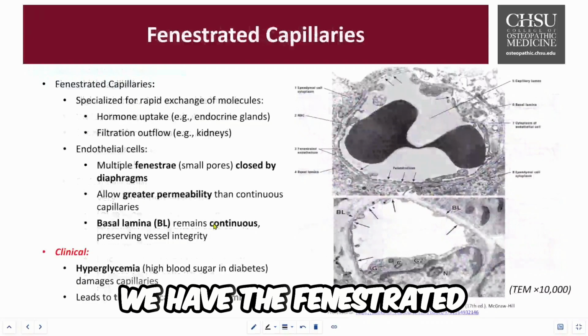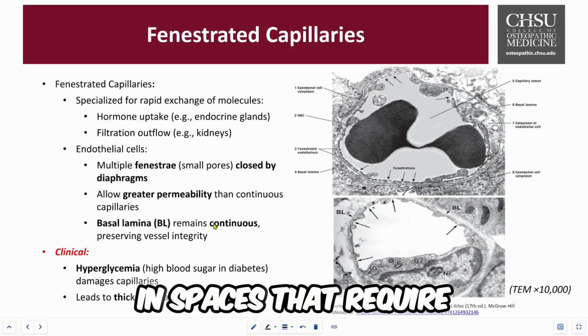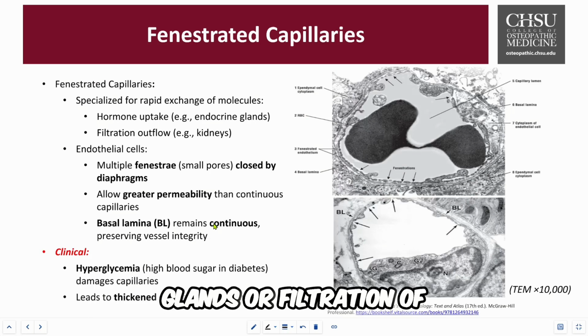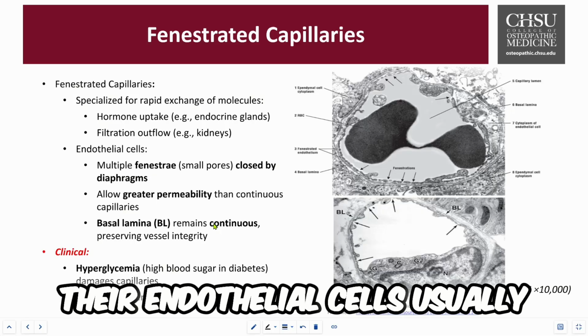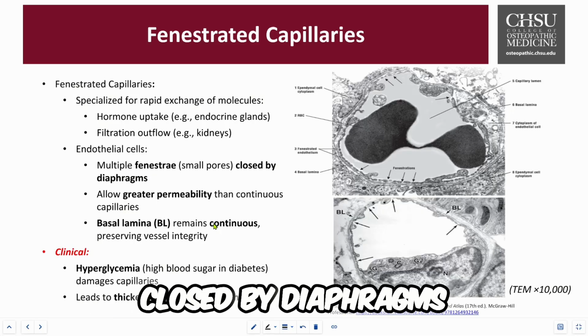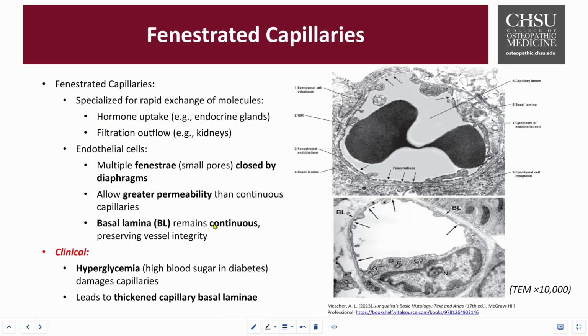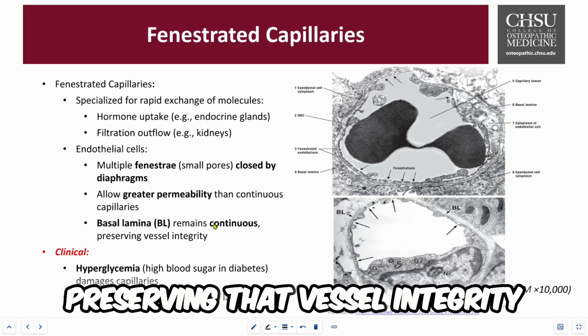Next, we have the fenestrated capillaries. These are specialized for rapid exchange of molecules, and you'll find them in spaces that require rapid exchange. For example, hormone uptake by endocrine glands, or for filtration of outflow inside the kidneys. Their endothelial cells usually have multiple small fenestrations, small pores, that are closed by diaphragms, and this allows greater permeability than the continuous capillaries. But their basal lamina does remain continuous, preserving that vessel integrity.